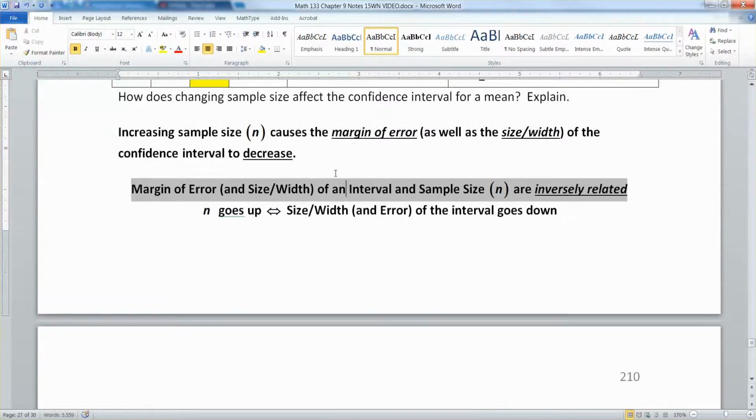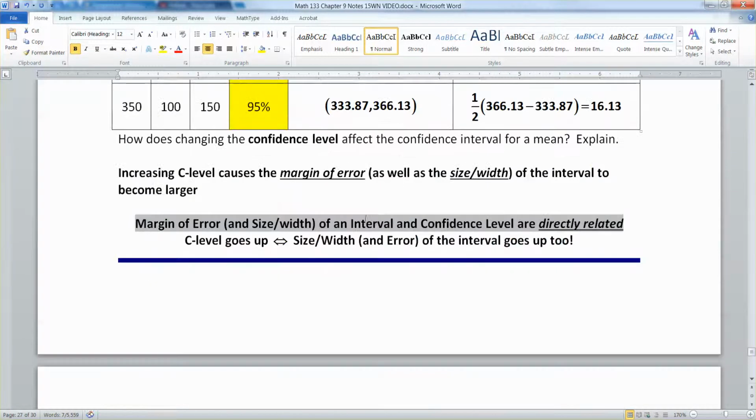Right? So for sample size, it's inversely related. So when sample size goes up, size and width go down. But with confidence level, the confidence level and the error are directly related. So when the confidence level goes up, then the size and width of the interval also go up.